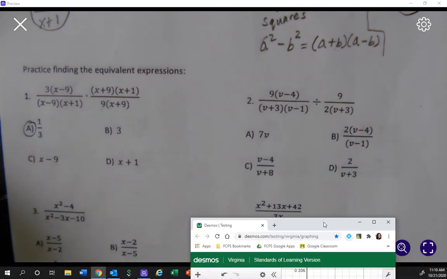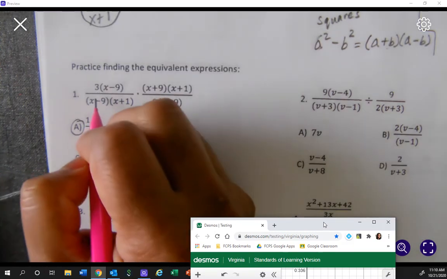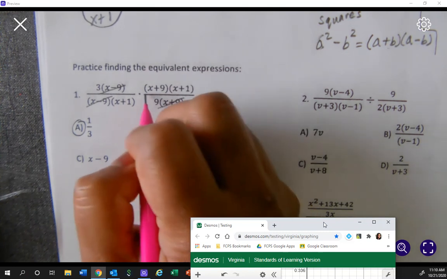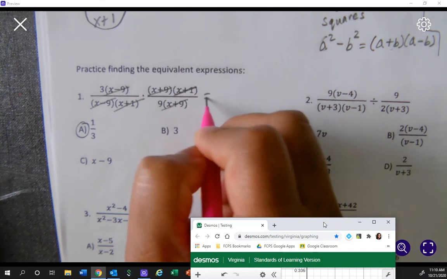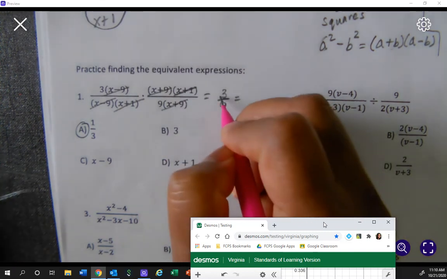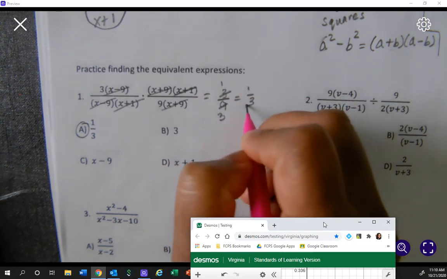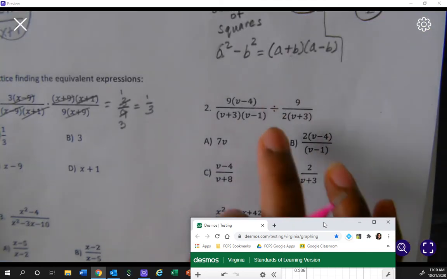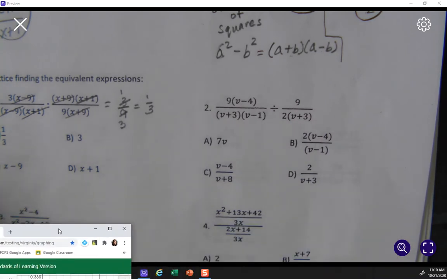Since this is in factored form, let's go ahead and check our answer by doing it how we learned. You can cross those out, cross that out. And so you have here 3 over 9, which reduces: 3 goes into 3 once, 3 goes into 9 3 times, so 1 over 3. Okay. Over here, now I'm going to go ahead and do this by hand, and then I'll check it in Desmos as well.